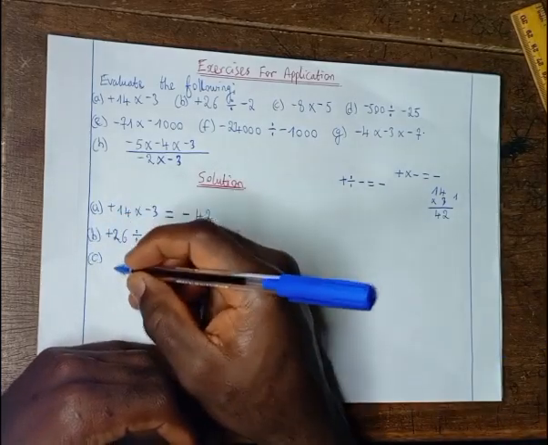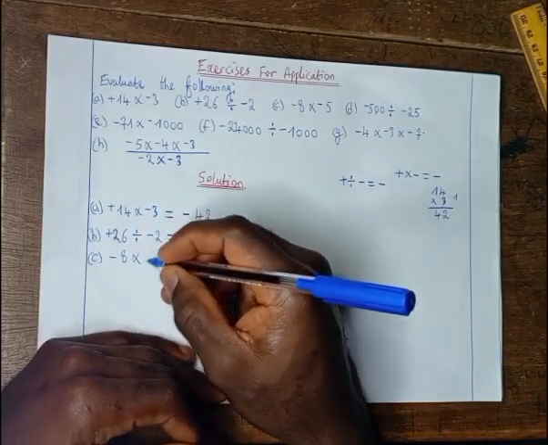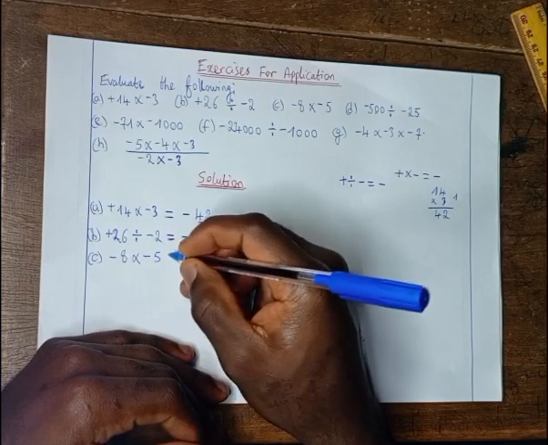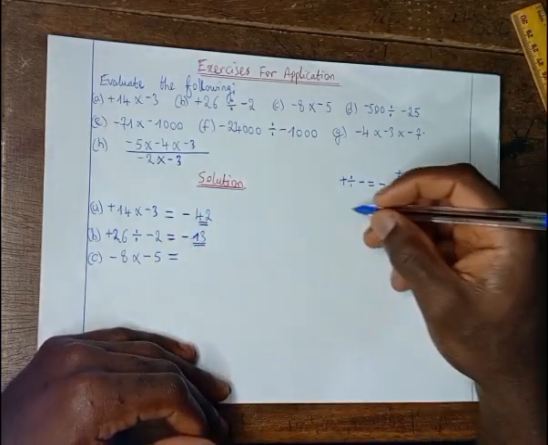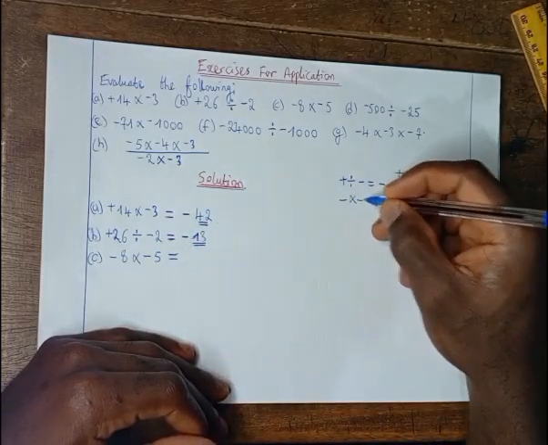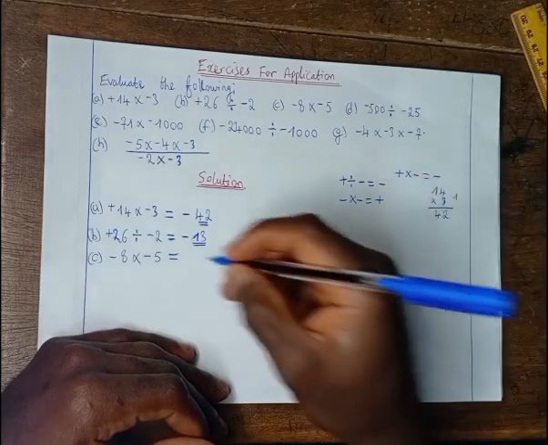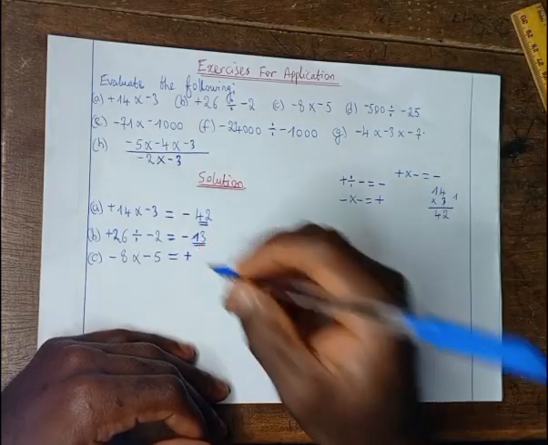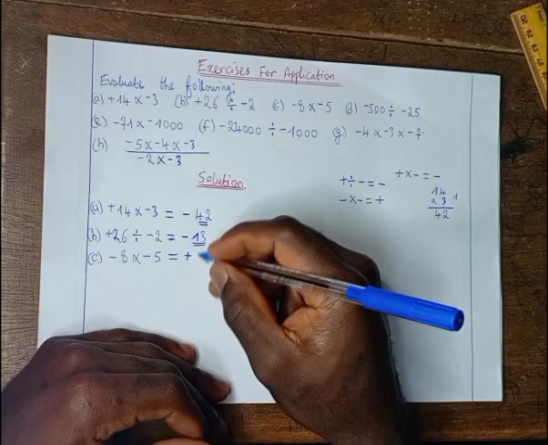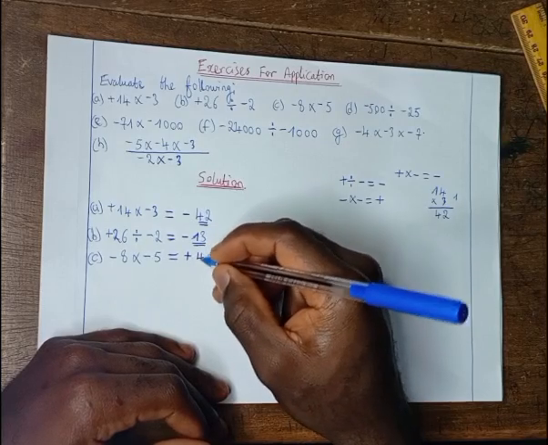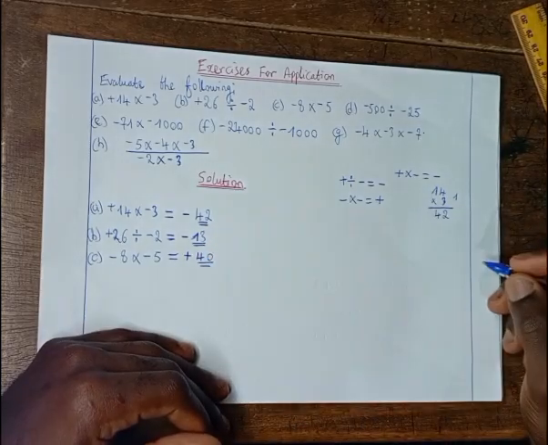For C, we have negative 8 times negative 5. If we multiply a negative number by a negative number, the result will be positive. So this will give us positive. And if we take 8 times 5, it gives us 40. The result will simply just be positive 40.